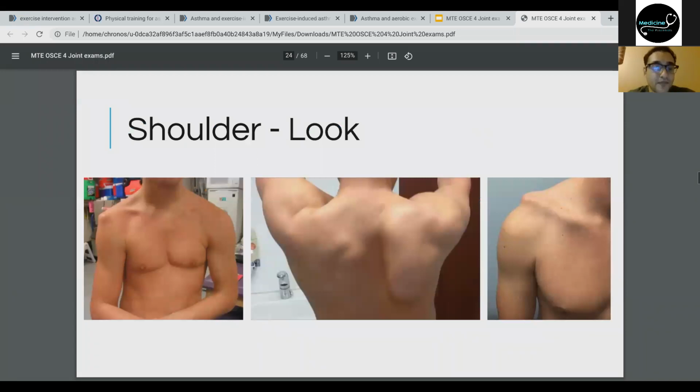Right, so shoulder. First port of call is to look. So remember, you're looking from the front, you're looking from the side, and you're looking from the back. I put a couple classic pathologies up here for you. So can anyone describe what they see in the first picture on the left?